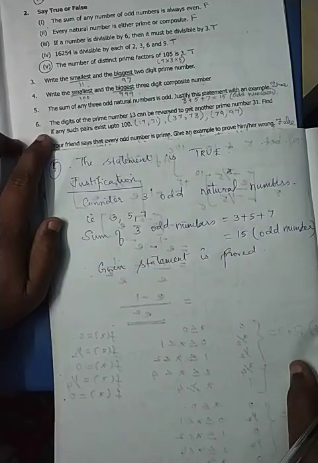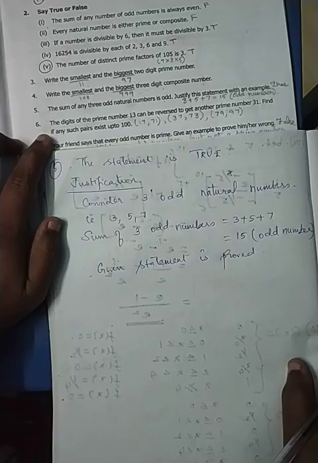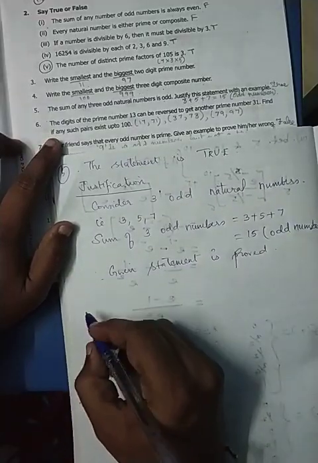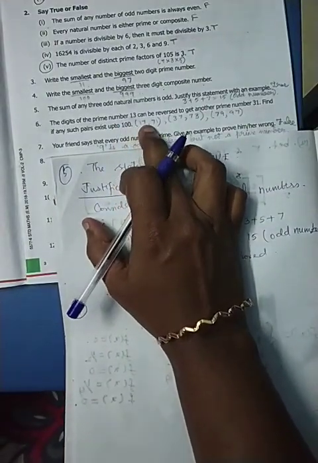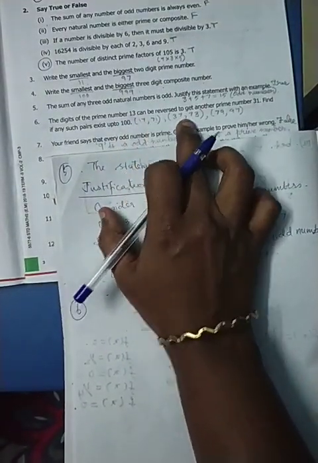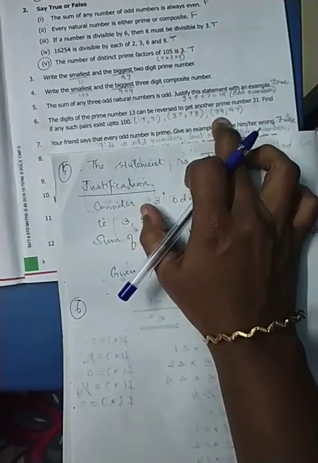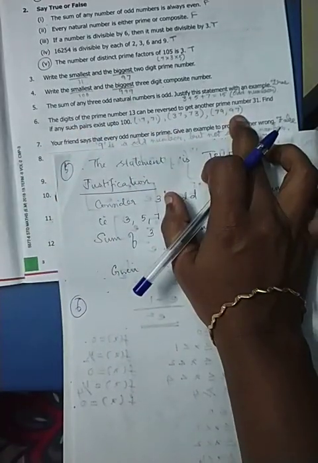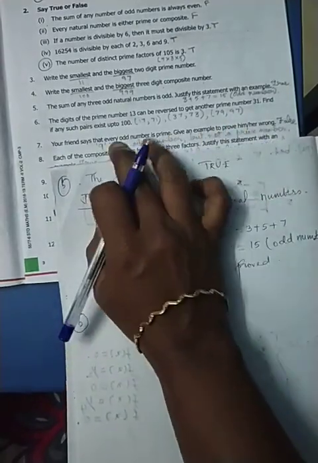Now coming to the 6th one. The digits of the prime number 13 can be reversed to get another prime number 31. Find if any such pairs exist. Now I am going to check the table. So 17, if I reverse, I get 71. Then 37, I can reverse, I will get 73. 79, if I reverse, I will get 97. All this is possible only when you memorize the table for prime numbers.